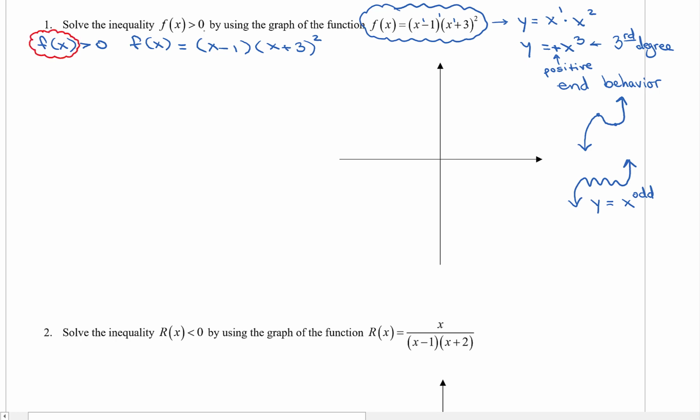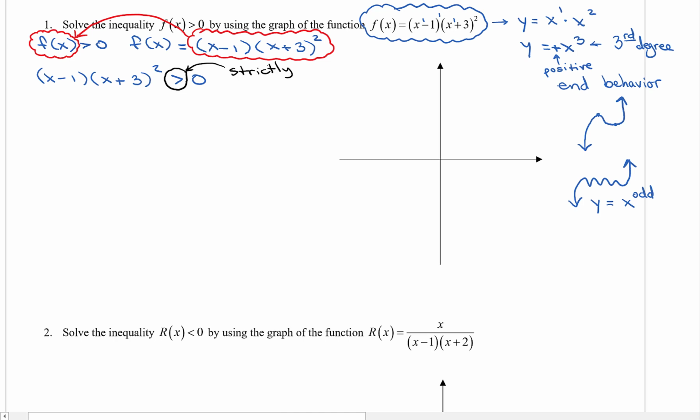So when it says f of x is greater than 0, and f of x is equal to this polynomial function, we can replace the f of x here with everything that we have in the red cloud, the x minus 1 times the x plus 3 quantity squared, and set that greater than 0. Notice it's strictly greater than. There is no equal sign.